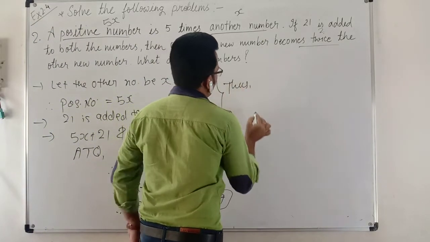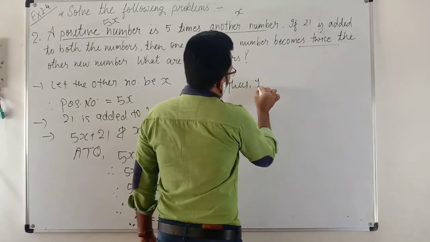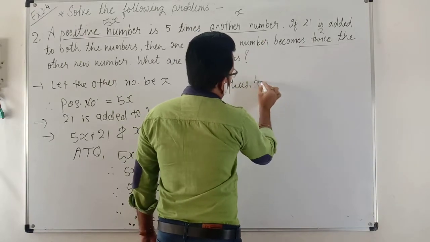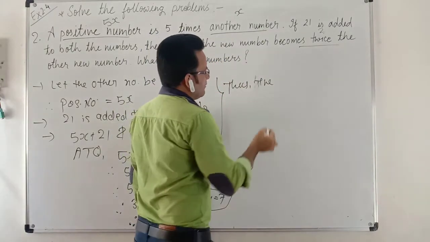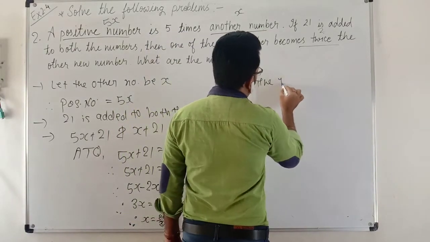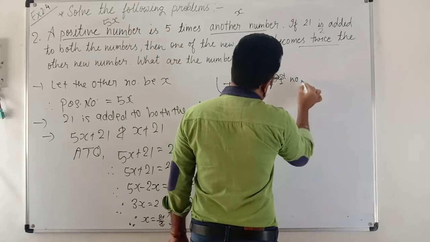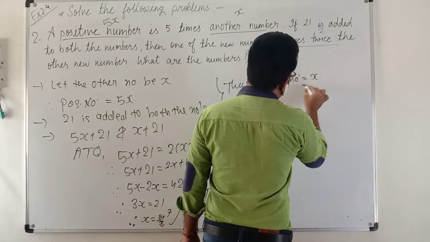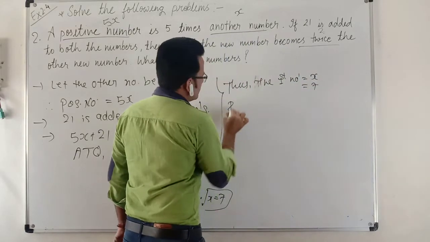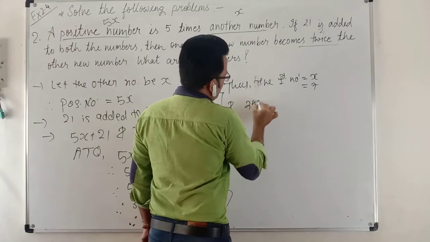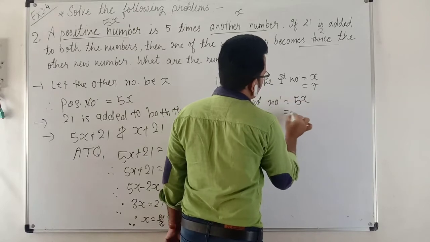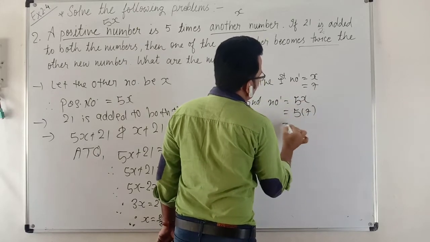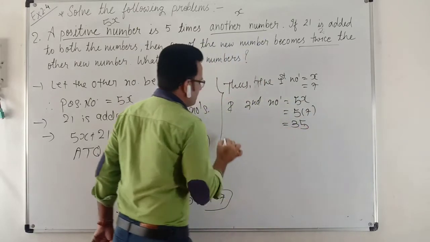Okay, it means the other number. Thus, the first number or other number, you can write whatever, okay? The first number is equal to x is equal to 7, and the second number is equal to 5x is equal to 5 into 7 is equal to 35.